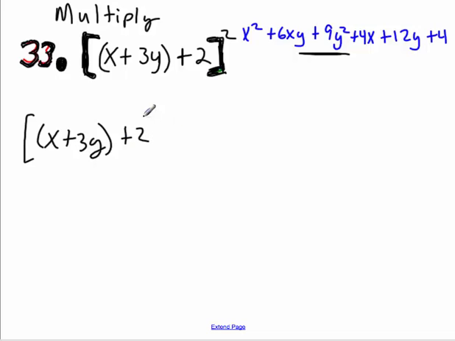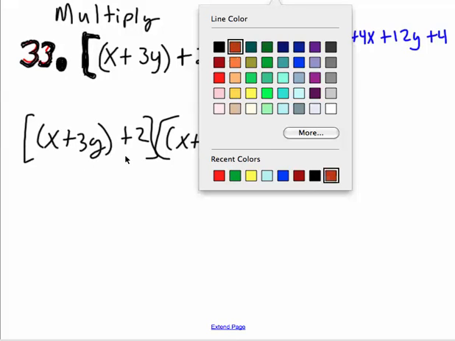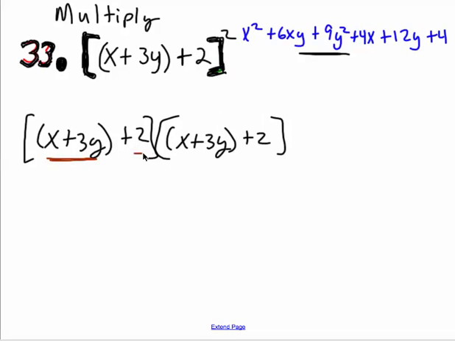Plus 2, and that's just times itself, right? X plus 3y plus 2. And when you have some kind of complicated thing like this, it would be pretty easy to want to FOIL the whole thing, but when you have parentheses, let's just take these as individual terms, okay? So let's just leave this as a term. This is a term, this is a term, and this is a term.